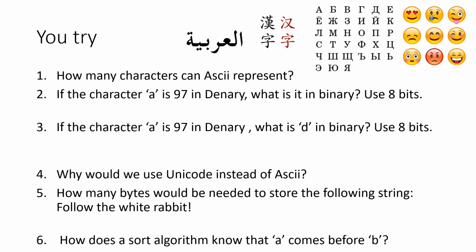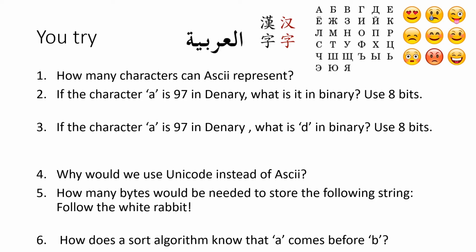Right, hopefully you had a go at that. So how many characters can ASCII represent? 128, 2 to the power of 7. If the character A is 97 in denary, what is it in binary? Well, convert 97 to binary. You should know how to do this.